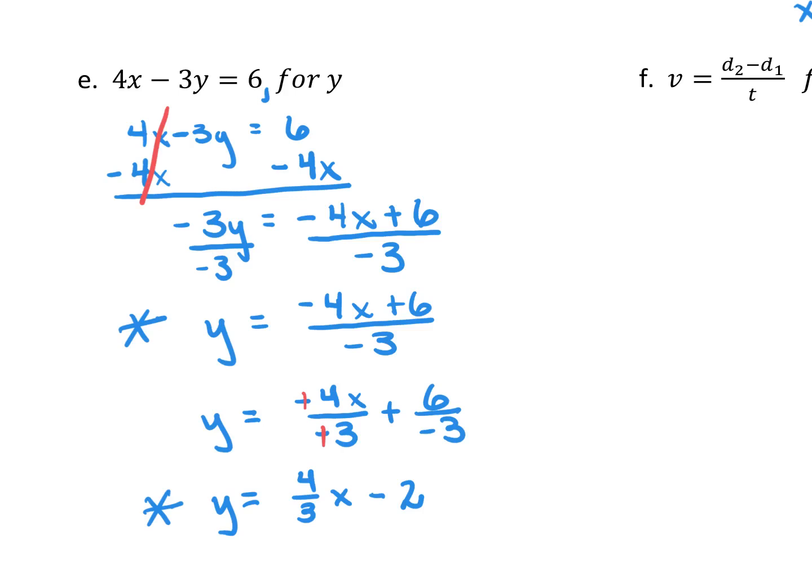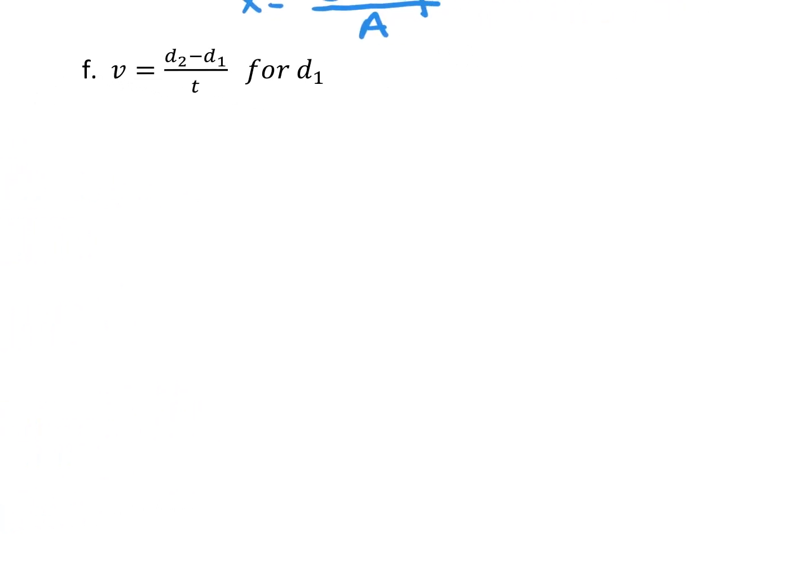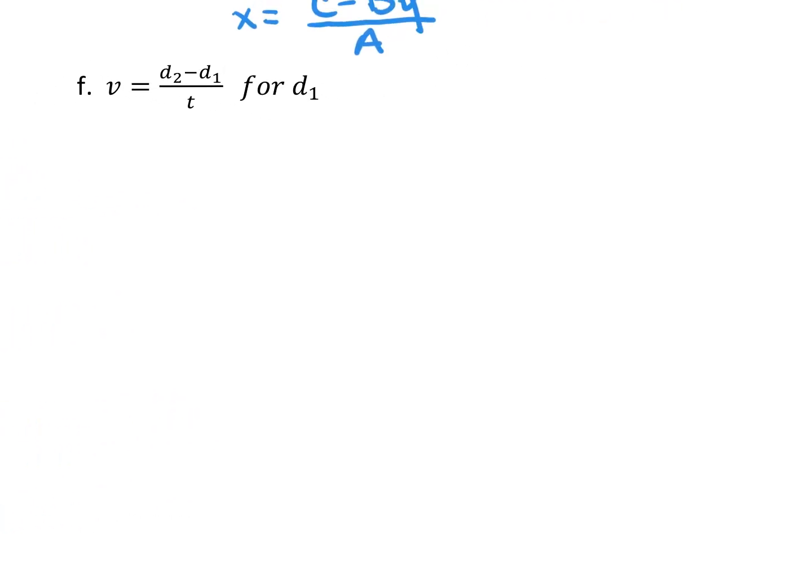All right, last problem. Let's do one more, and then we'll call it a day. And so we're going to come over to example F. We have V equals (D2 minus D1) over T, and we want to solve for D1.